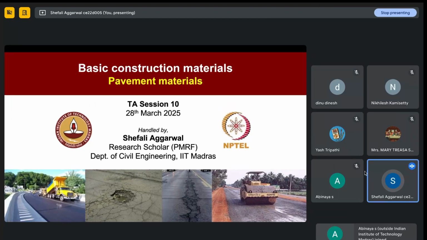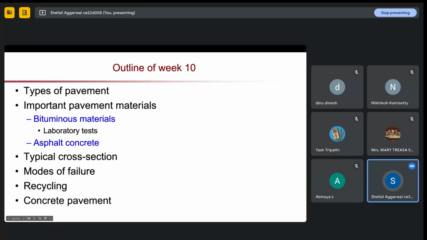So, good evening, everyone. I'm Shefali Agarwal, and this is our 10th TA session on the topic of basic construction material. For this 10th week, you might have studied about different pavement materials. The outline of week 10: we have talked about different types of pavements. What are the different important pavement materials?